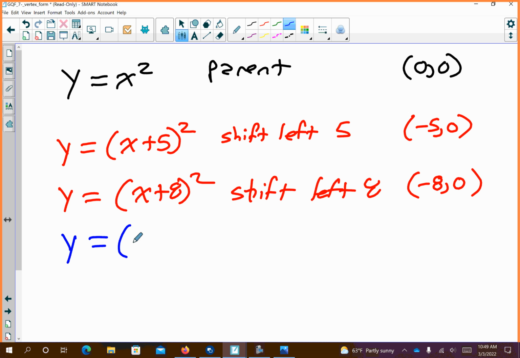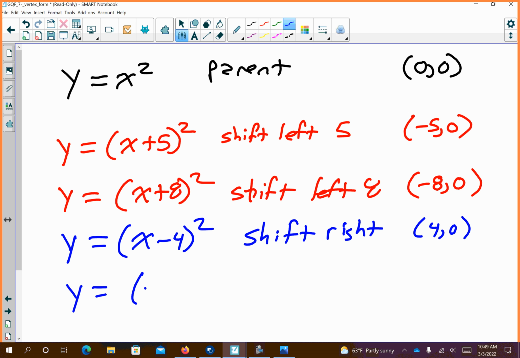Let's change color. What do you think? So it's going to, oh shoot, shift right, sorry about that. What's my vertex? 4, 0. What's this one going to do? So it's going to go right, shift right. I'll try and remember the F this time. So what's my vertex? 6, 0. Okay. All right.